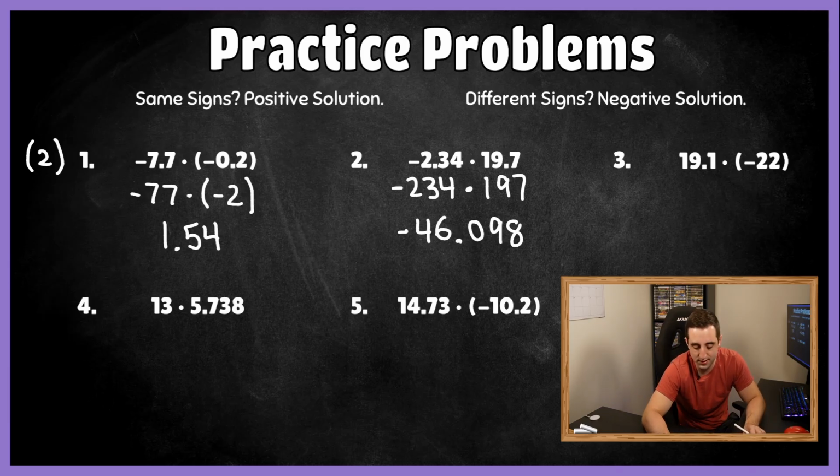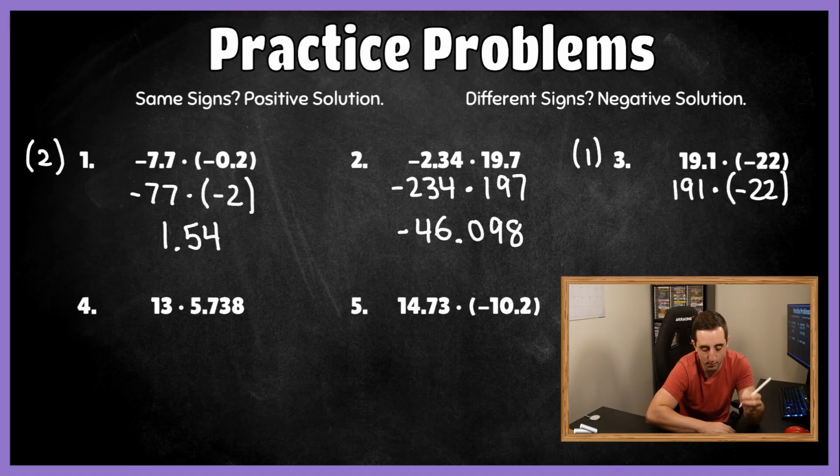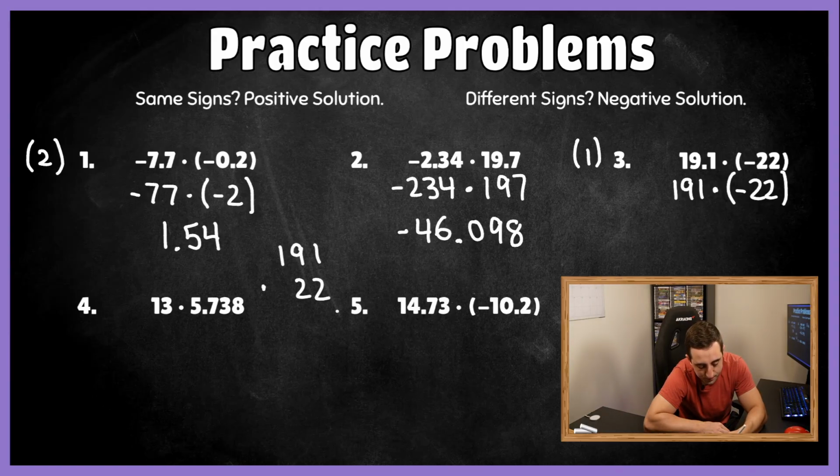Number 3 is different signs once again, so negative answer, and there's only 1 number behind the decimal point for number 3 because 22 isn't even a decimal at all. And now we can go ahead and rewrite this without the decimal point. So 191 times negative 22. We already know the final answer is going to be negative, and then we can go ahead and multiply right away again. So we have 191 times 22.